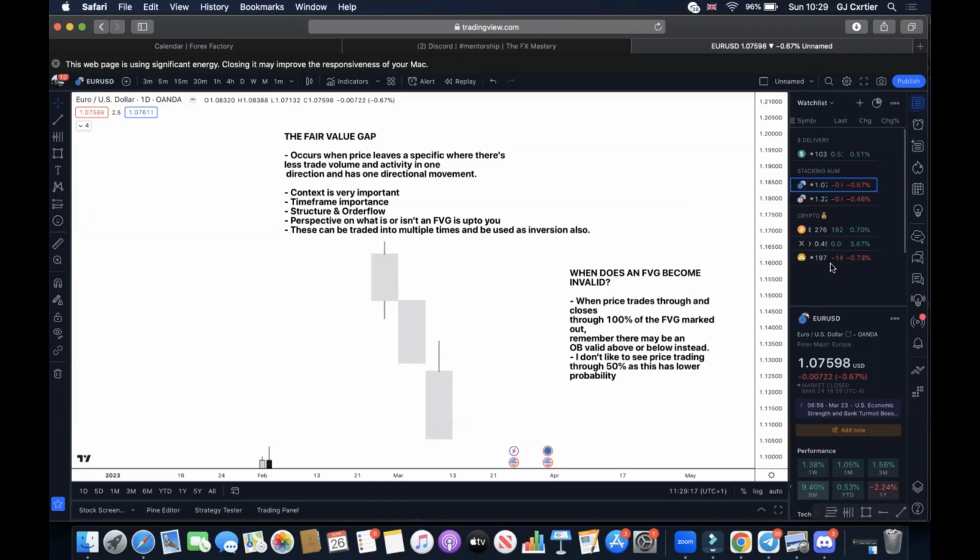So in today's video, we're going to be discussing the fair value gap, and I'm going to try and simplify it down for you and give you some examples. The fair value gap is an entry model that we can use day in, day out on the markets, and it occurs on all time frames.